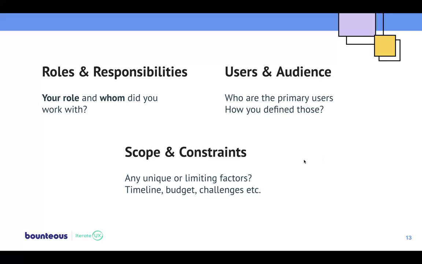So even if you're going out of your way to do something which is not scoped, you can totally include that here, saying, okay, this is the scope. However, this is the research I've done for this particular project, which gives you extra brownie points.